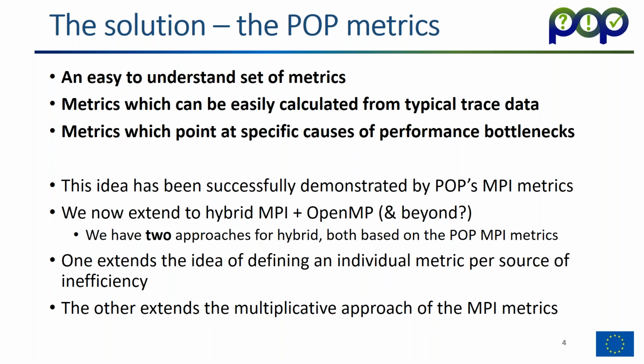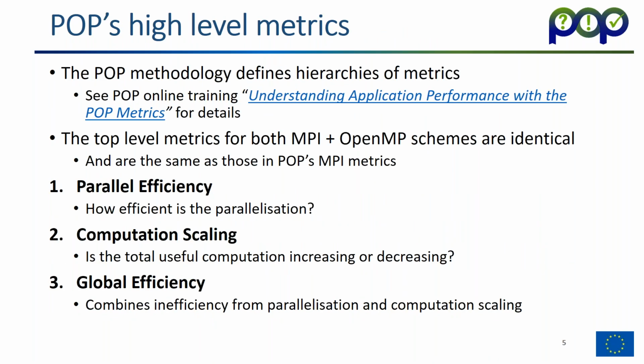We've got two approaches for hybrid code. Both are based on the POP MPI metrics. The first of these, which I'll be talking about next, will extend the idea of defining an individual metric per source of inefficiency. And the second approach, which Judith will be talking about, extends the multiplicative approach of the POP MPI metrics. So just to give you a flavor of how these metrics work, the POP methodology defines a hierarchy of metrics, and there's a nice online training course on the POP website, which is worth looking at if you're unfamiliar with this approach.